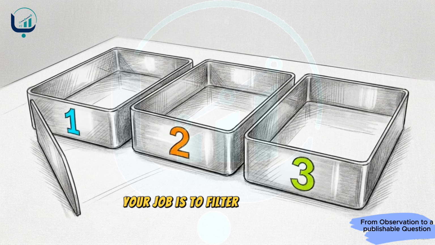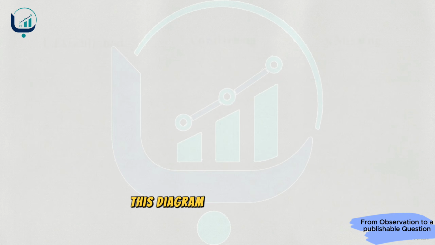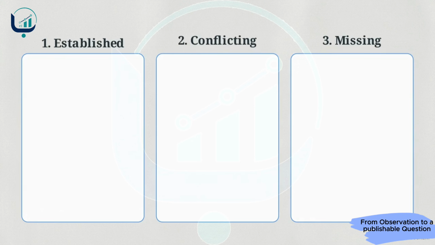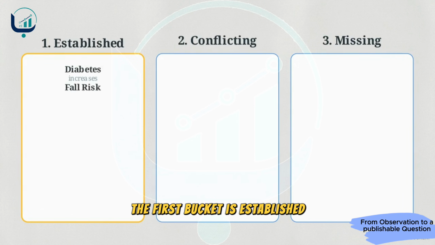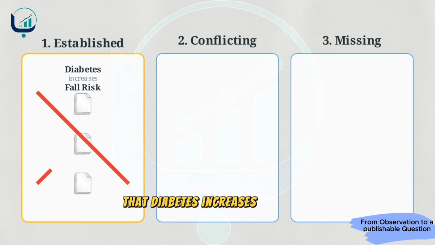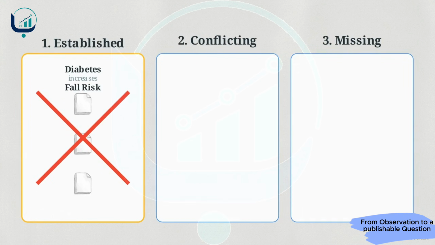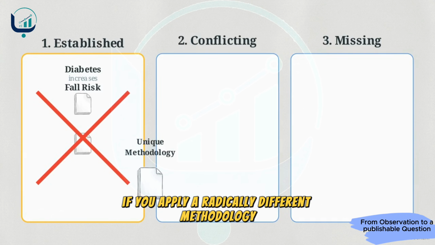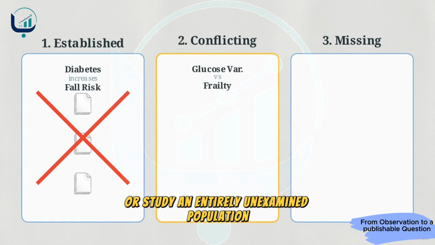Your job is to filter the evidence you gathered into 3 distinct conceptual categories. This diagram shows our 3 buckets: established, conflicting, and missing. The first bucket is established. This contains facts the literature universally agrees on, like the basic premise that diabetes increases fall risk in older adults. If you build a research question based on what is in this bucket, you will hit a dead end. The only exception is if you apply a radically different methodology or study an entirely unexamined population.